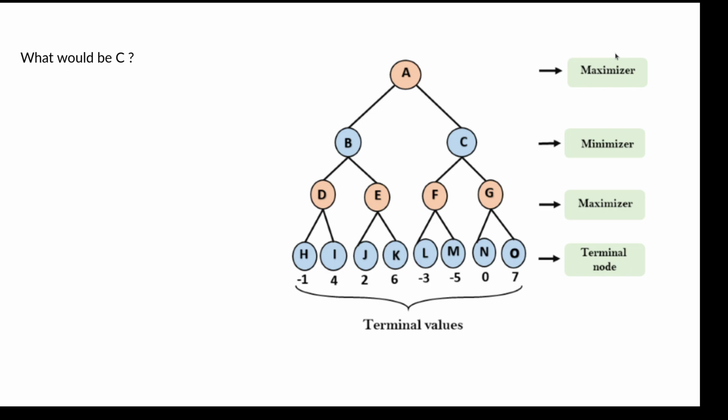Now the next question. This situation is given, right? Minimax algorithm. Terminal nodes are given there. Take this example, and the question is what would be the value of C. The terminal nodes are given as -1, 4, 2, 6, -3, -5, 0 and 7. You need to go upward, which is maximizer, then minimizer, then maximizer. In that way you need to go till the minimizer, and you will be able to find out C, and that value you have to say. So just work it out. Say what will be C.